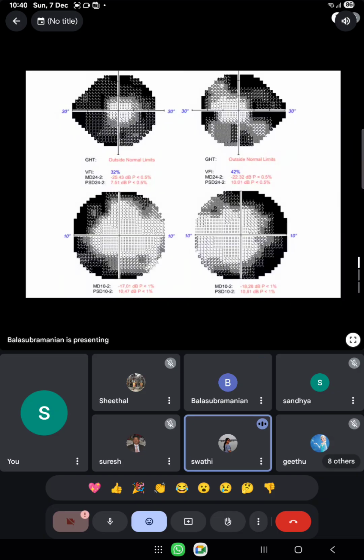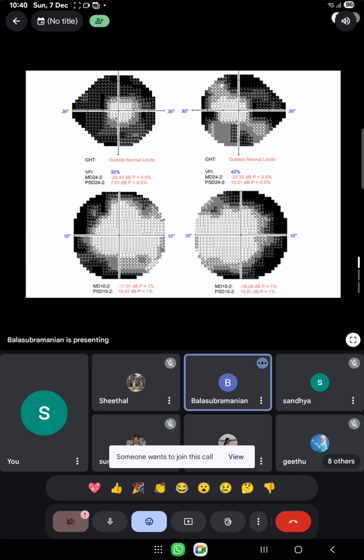Based on this picture, you have two types of fields of a person. Based on this, can you come to your diagnosis? Advanced glaucomatous field defects. Yes, but we have to correlate clinically with the fundus picture. You have to say it is only a provisional diagnosis. I cannot diagnose a disease with the chart alone. Any other differential diagnosis you have?